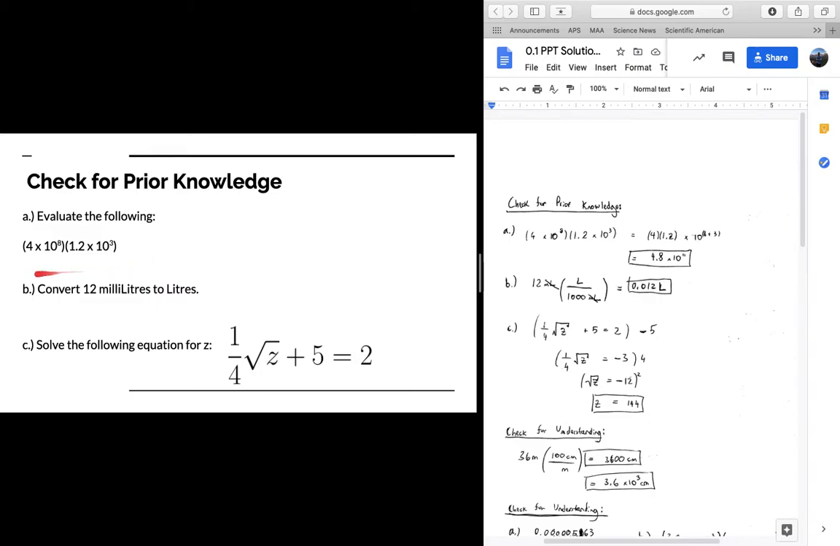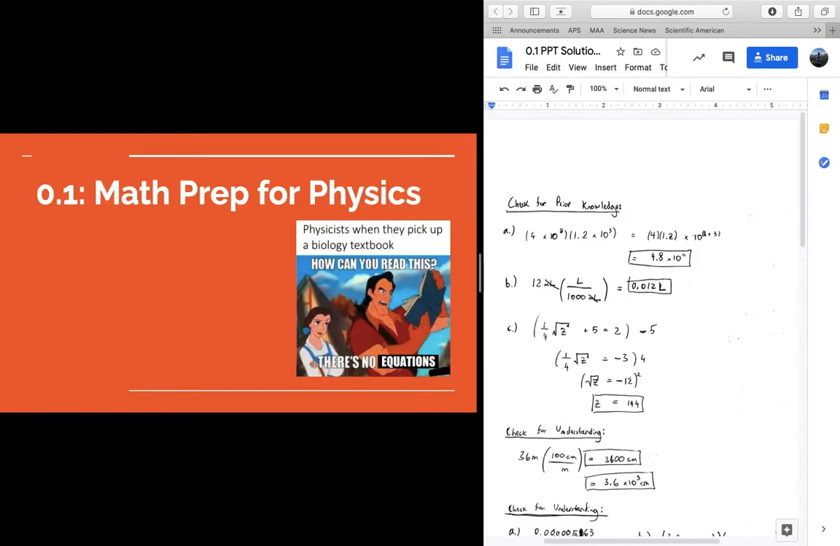is how to work with numbers in terms of scientific notation, okay? How to do unit conversions, and how to solve basic math equations, algebraic equations, all of which are standard prerequisites for any successful course in physics. So let's get to it. And then here's our title slide right here.